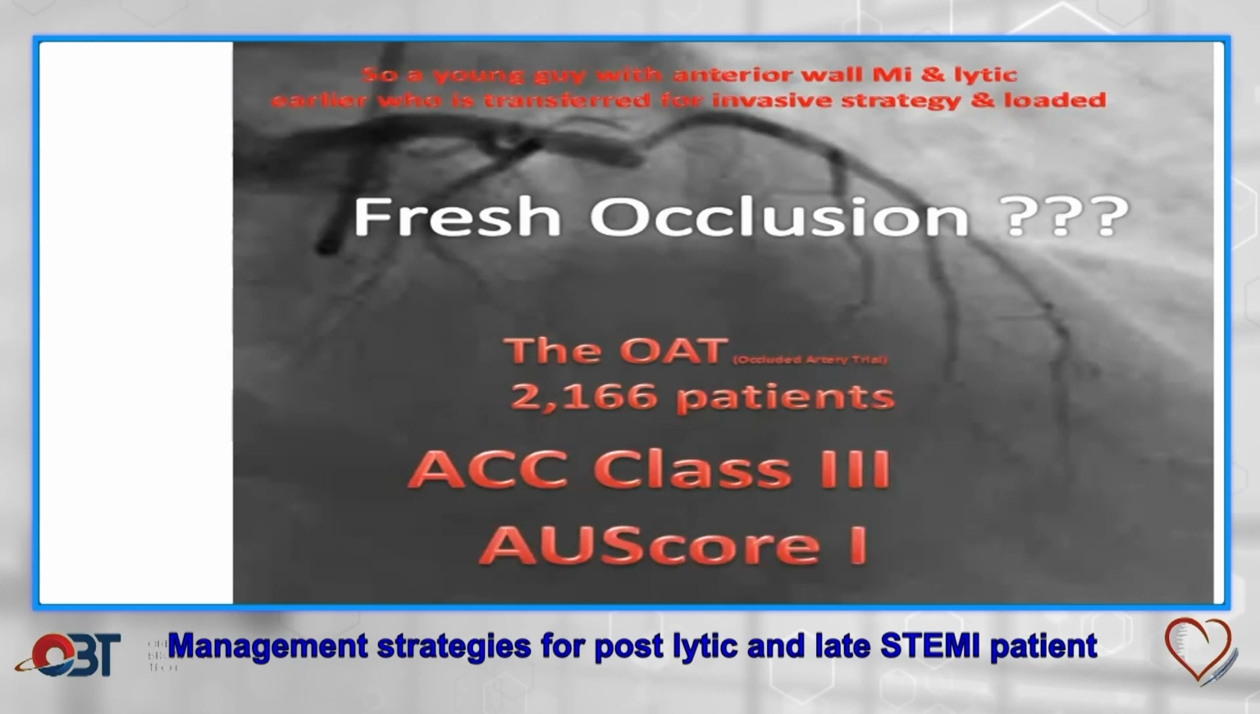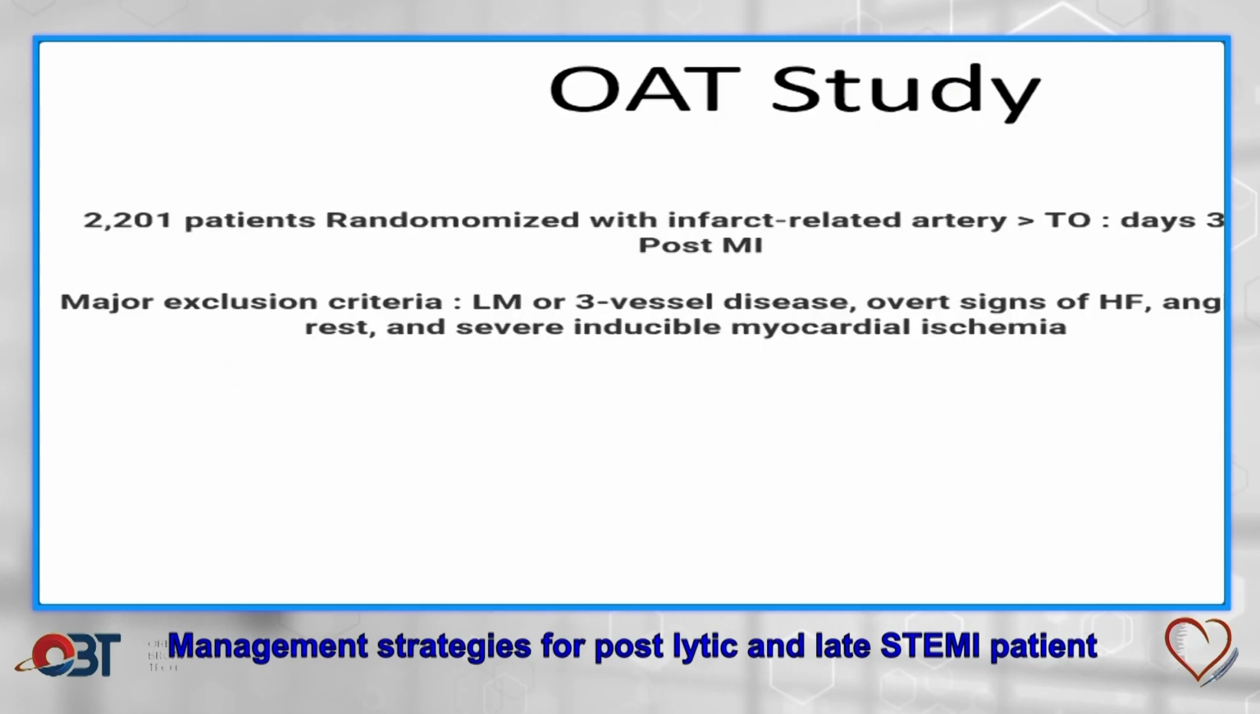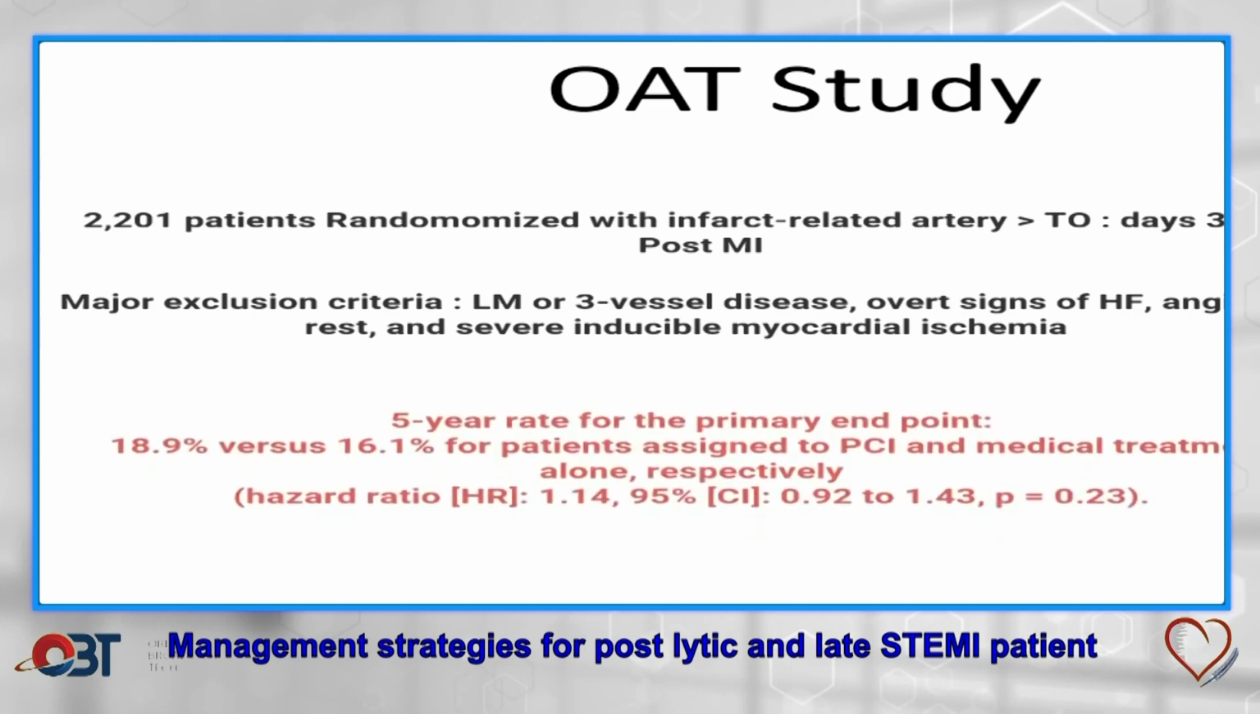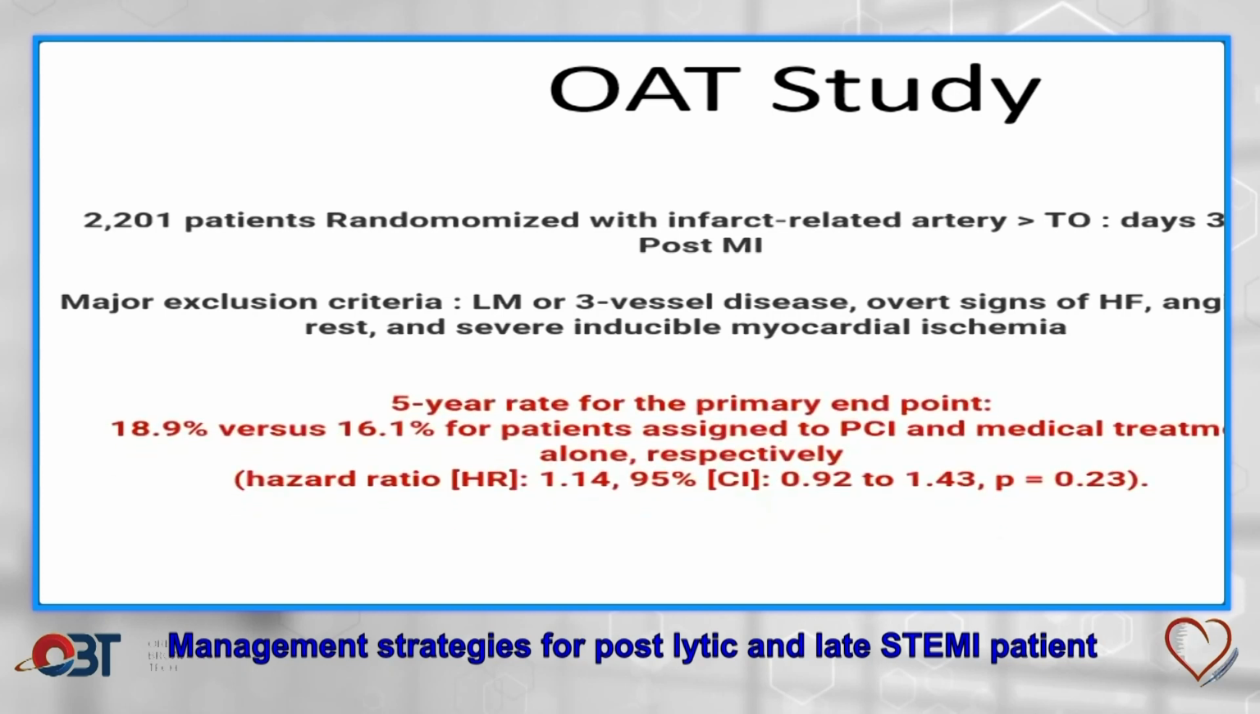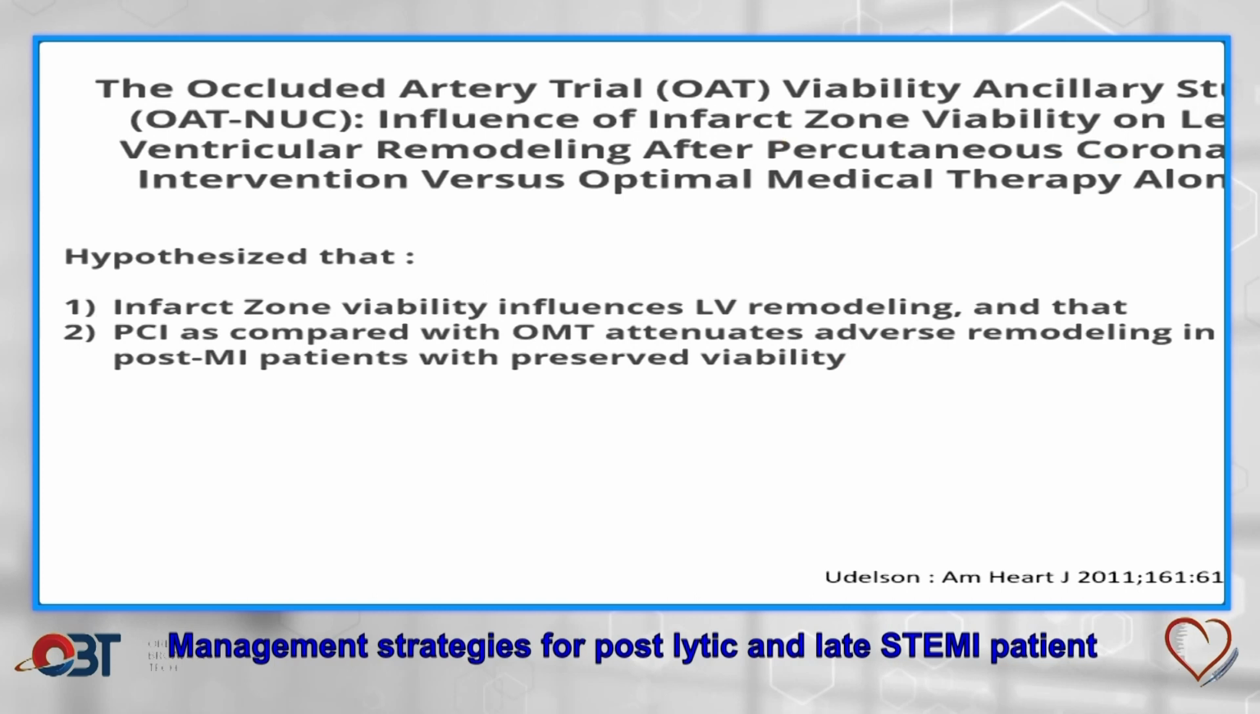The appropriate use criteria score is one, and this is something that should be attempted according to the ACC guidelines, because he's totally asymptomatic. He does not have any heart failure. He does not have post-infarct angina. So this is the OAT trial, 2,201 patients, randomized 3 to 28 days post-MI, and the event rate 18% versus 16.1% in people assigned to these totally occluded arteries, thinking that we will improve their prognosis.